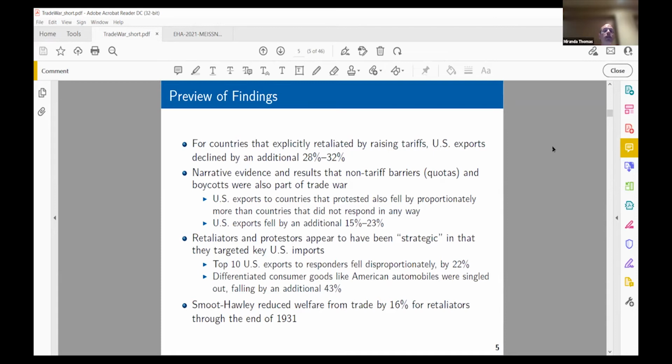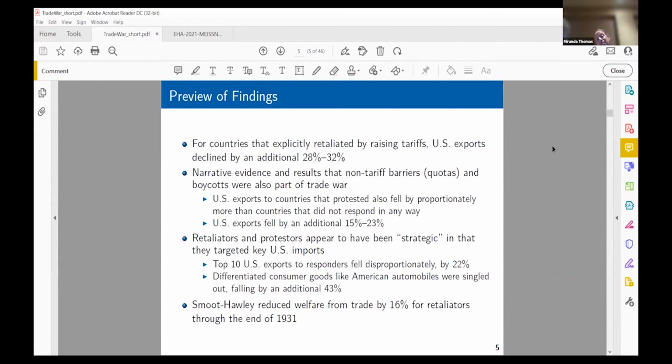To preview our findings, we show that U.S. exports declined by an additional 28 to 32%, depending on the specification, to these countries that retaliated. So the countries that actually imposed tariffs are going to see the U.S.